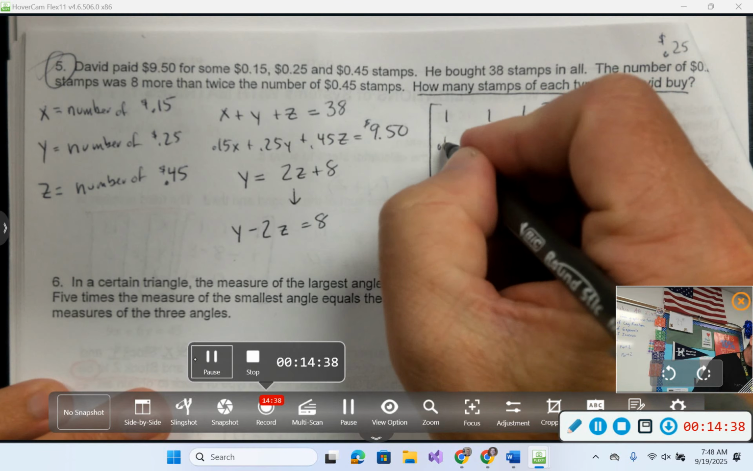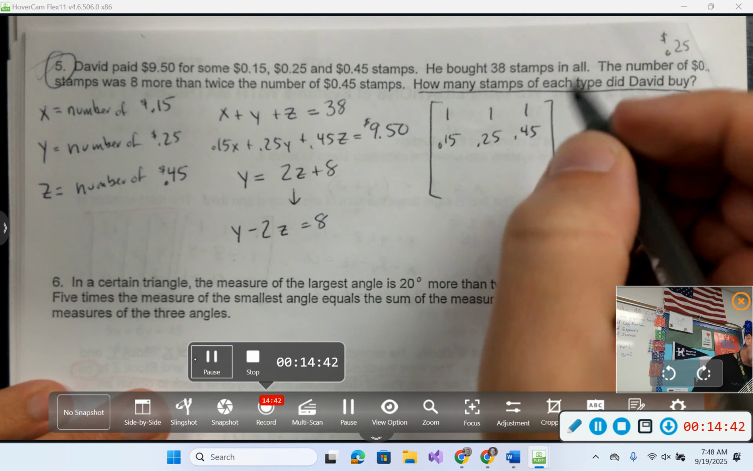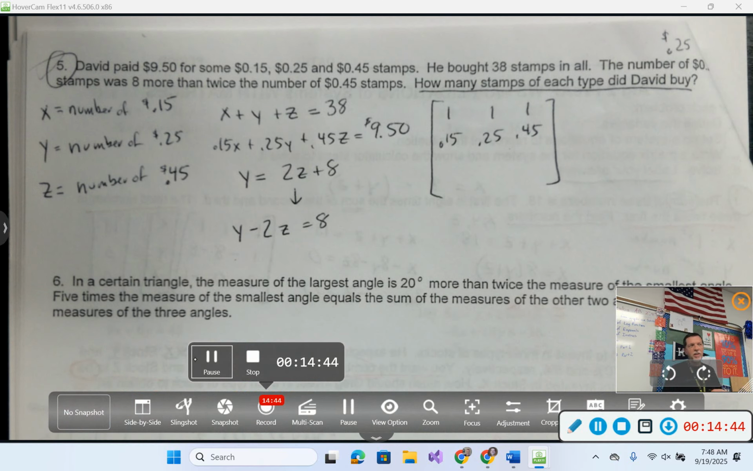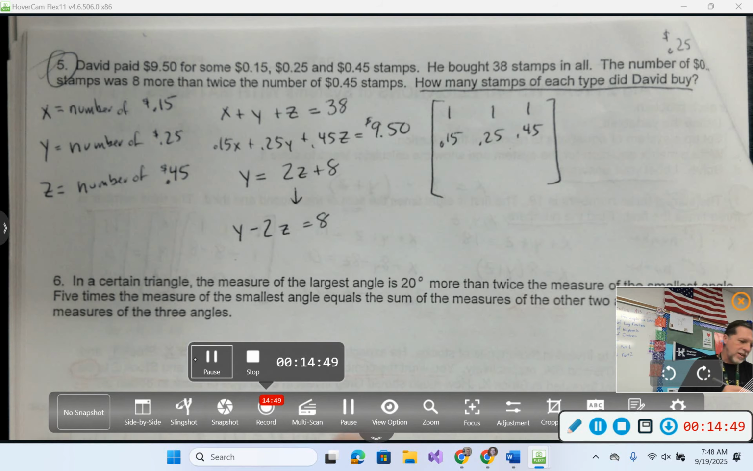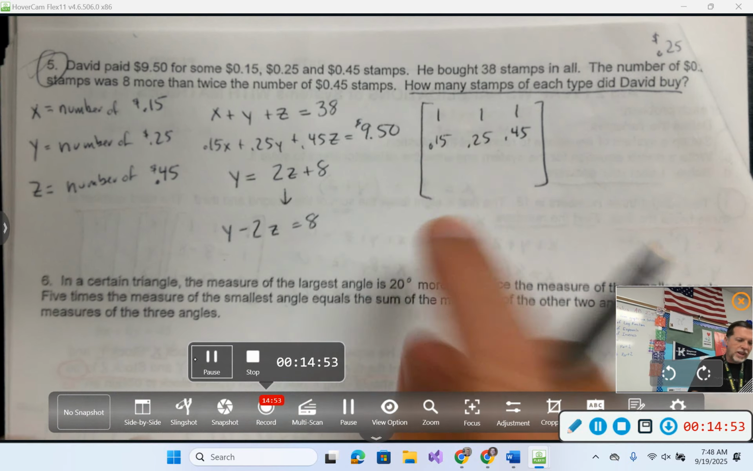1, 1, 1, 0.15, 0.25, 0.45. Be careful on this one because we're missing a variable. So 0 goes somewhere. Just make sure you get the 0 in the right spot. Where's the 0 going to go? The first one, the X one.